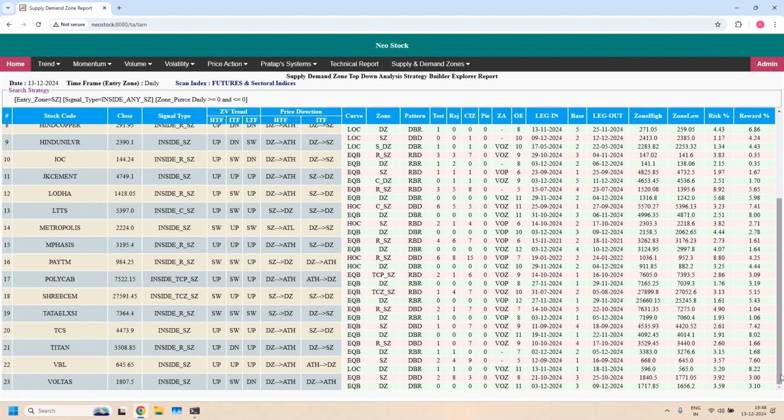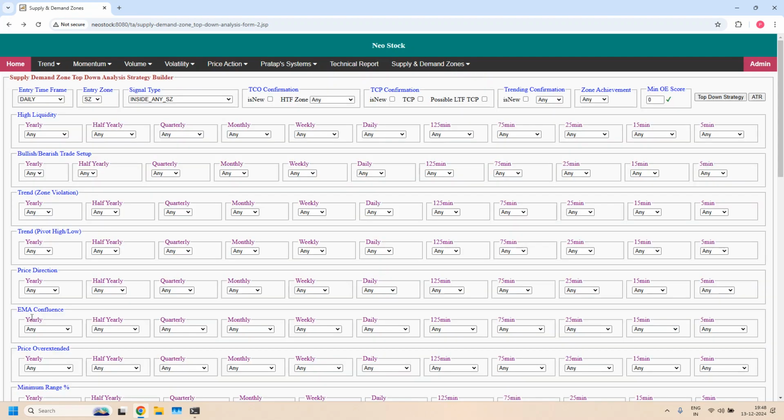So total 23 stocks are filtered where price closed inside the daily supply zone. Now let us verify out of these 23 how many of these supply zones are having daily EMA confluence. So in the EMA confluence at a daily time frame, the daily supply zone having daily EMA confluence filter is enabled. Apart from that, this EMA should be valid only in the trending market, not in sideways. So that's why in the trend daily time frame, I am selecting up or down trend, but not sideways.